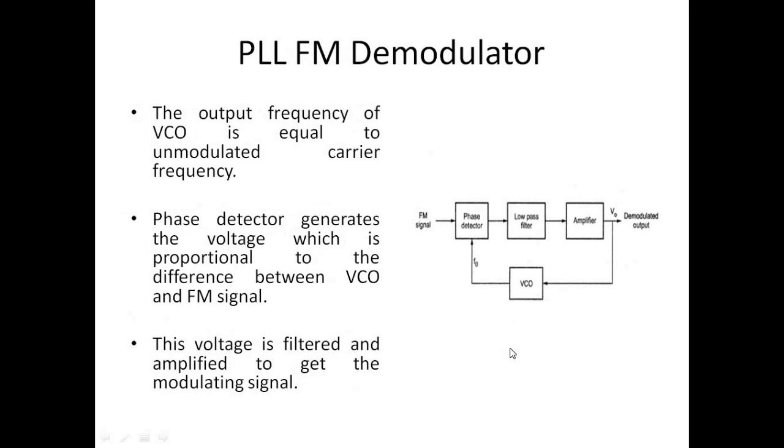The PLL method is also used to demodulate the FM signal. PLL means phase locked loop. Here, the output frequency of the voltage controlled oscillator is equal to the unmodulated carrier frequency. The phase detector generates a voltage which is proportional to the difference between the voltage controlled oscillator and the FM signal. Then this signal is given to filtering and amplification to get the modulating signal.